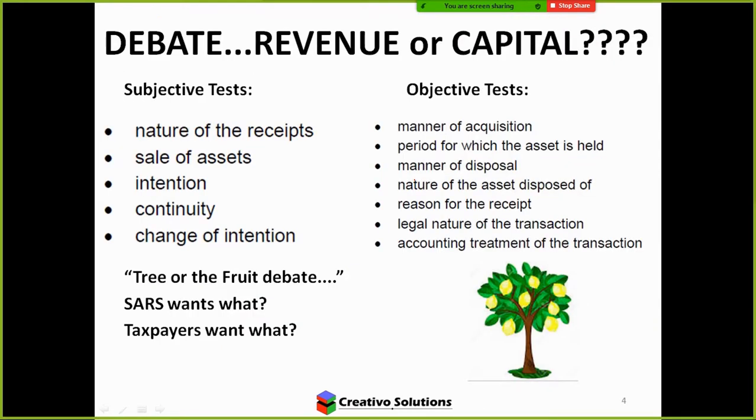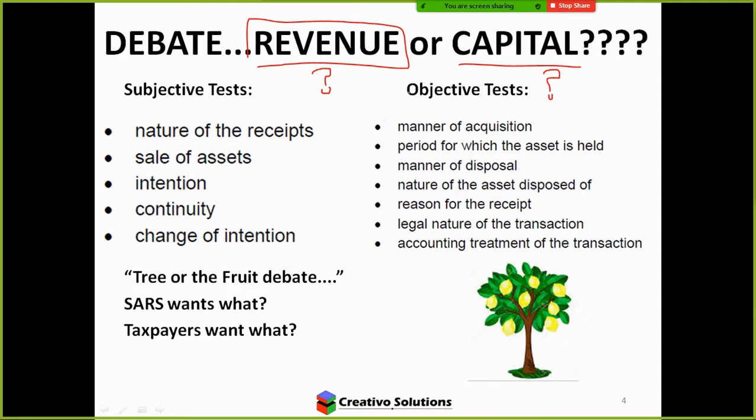Okay, do you remember this? Revenue versus capital. How do we determine if something's revenue or capital? Are you talking about the tree and the fruit? Yeah, that's part of it. So explain what's revenue and what's capital. Capital is the tree and revenue is the fruit. But I remember we also spoke about subjective and objective tests.